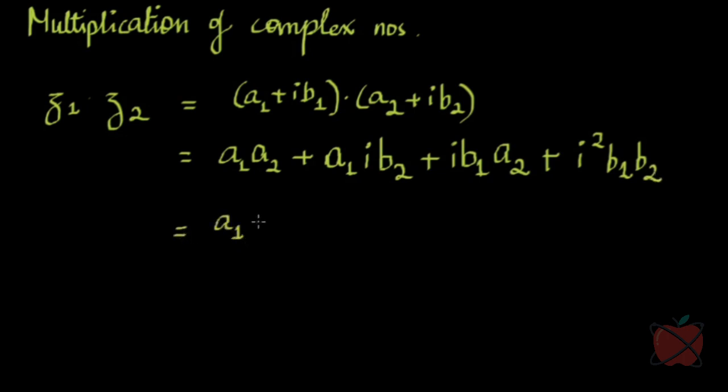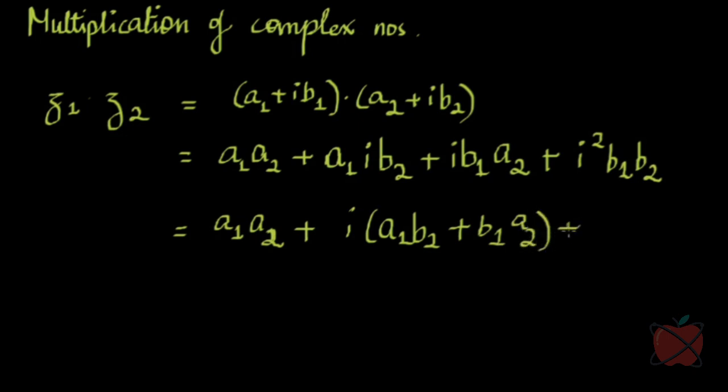Let's simplify this. This is going to be a1, a2. And from these two middle terms, I can take common i. So I'll get a1, b2 plus b1, a2. And I know that the value of i is equal to root over minus 1, right? And I had shown you earlier that if I square i, I will get minus 1. So this value i square is minus 1. So that means I'll not put a plus there. I will put minus b1, b2.